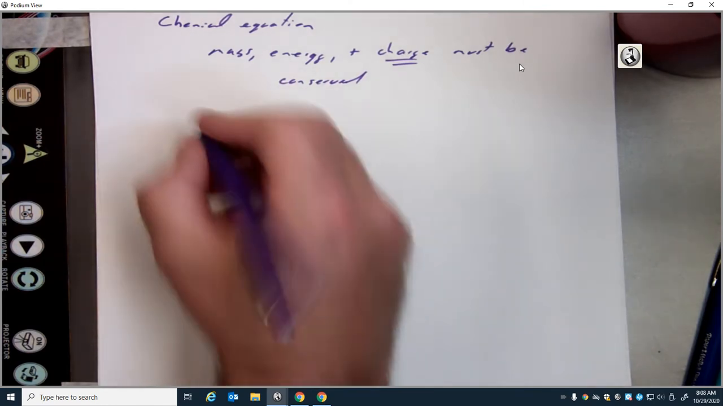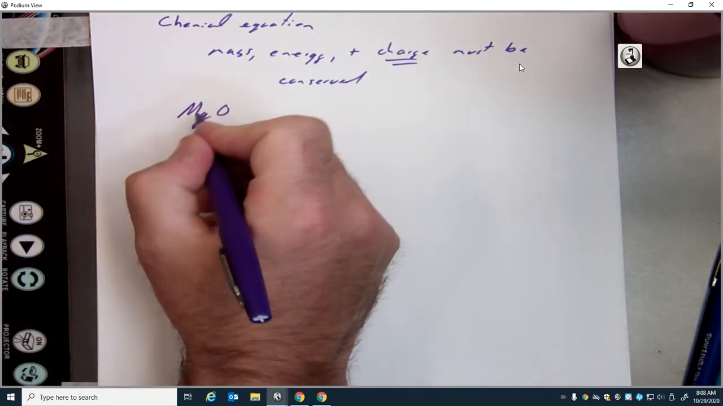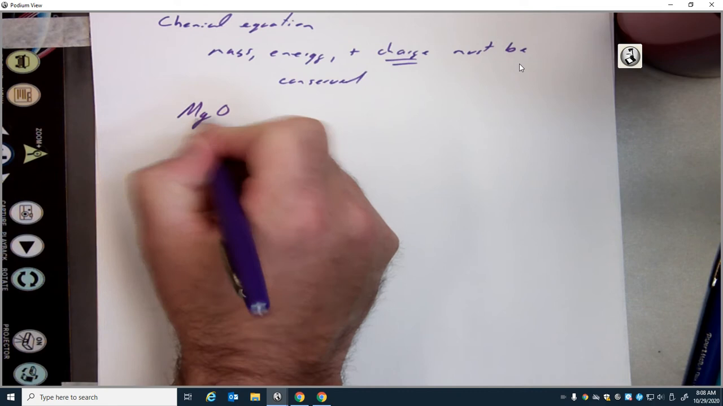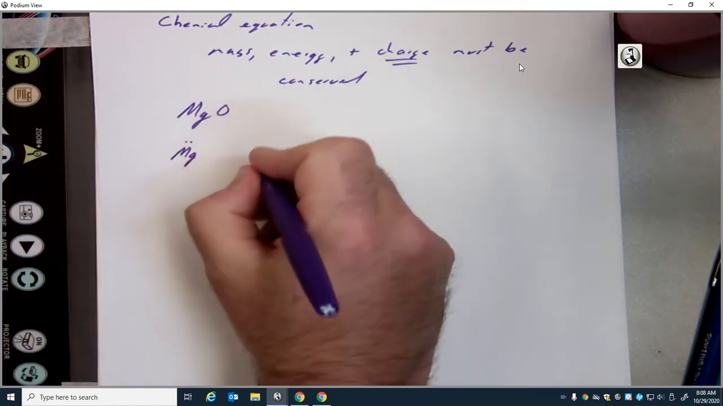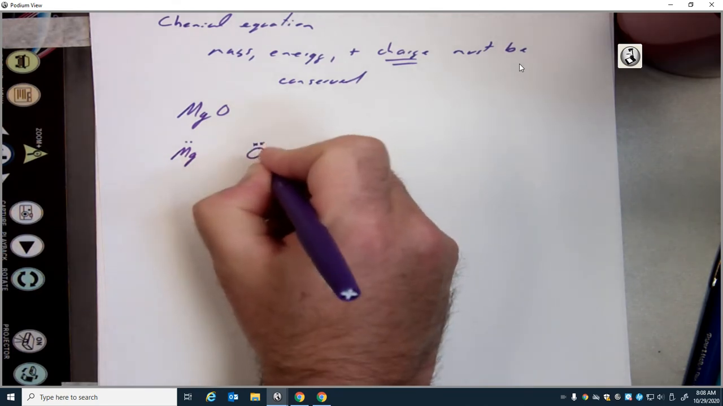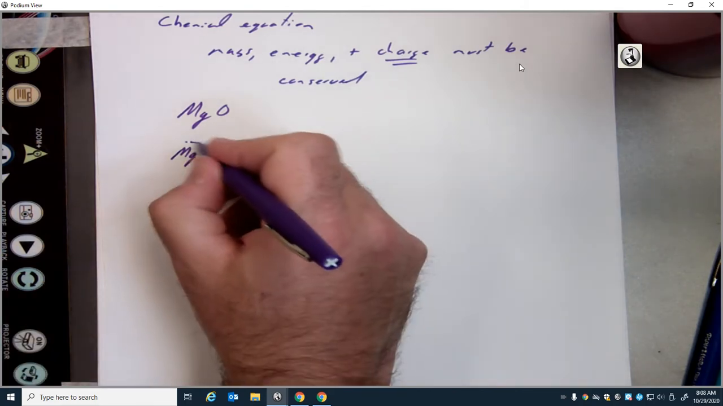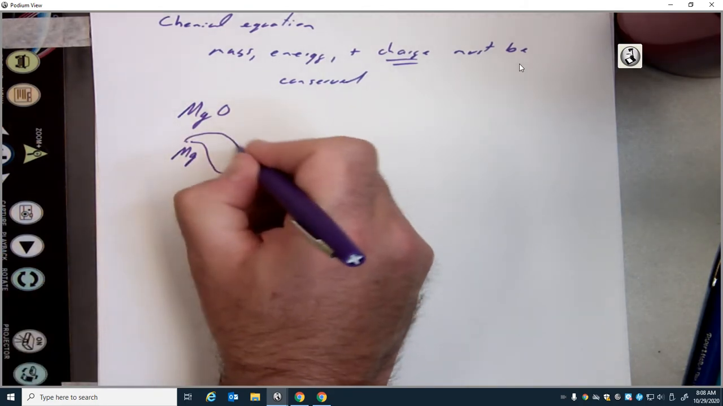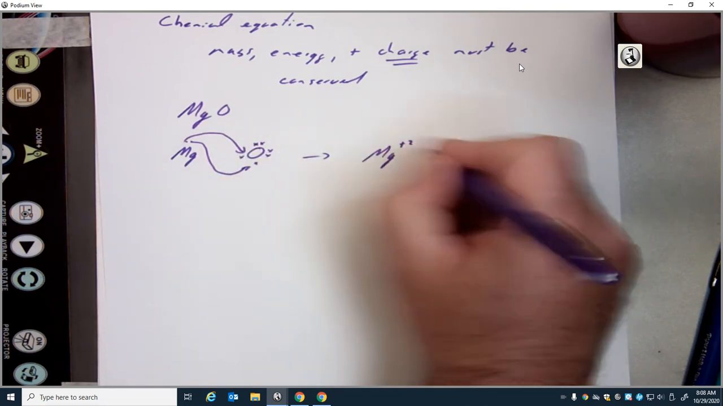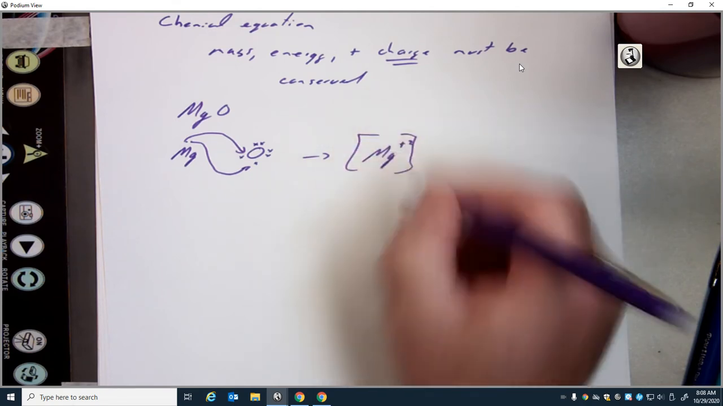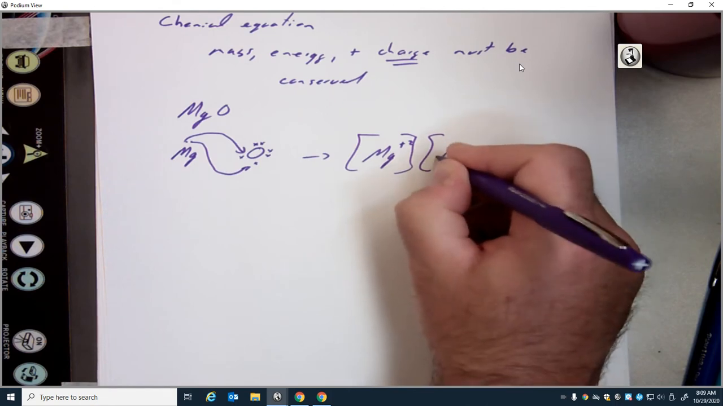So if we look at, let's just look at, I don't know, how about magnesium oxide? Okay, so this is an ionic compound, and electrons are going to be transferred from the metal to the nonmetal. So magnesium has 2. Oxygen has 6. Right? And the magnesium is going to lose 1 electron there, and it's going to lose 1 electron here. And we end up with Mg plus 2. And it's an ion, so it goes in brackets. And O minus 2.